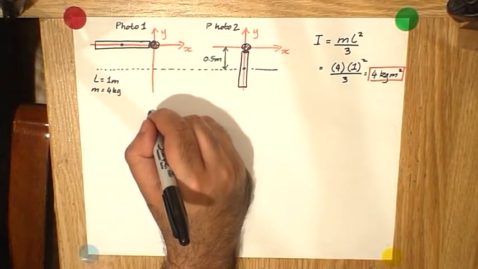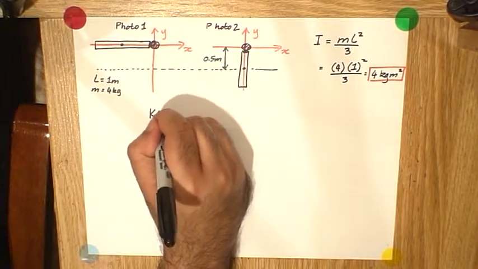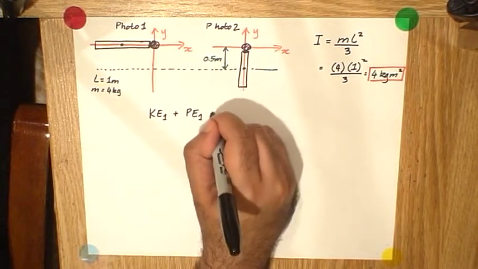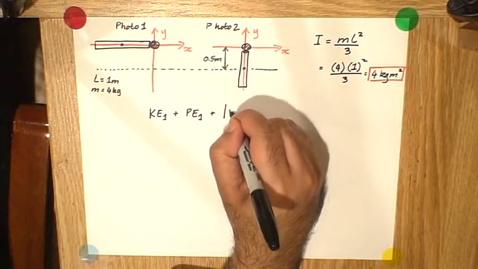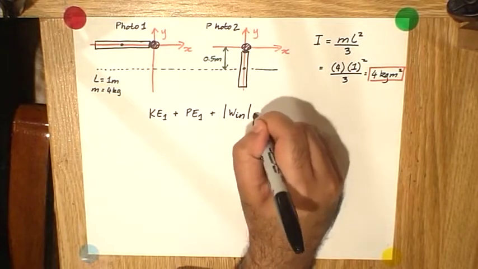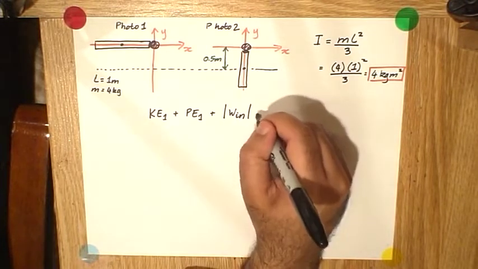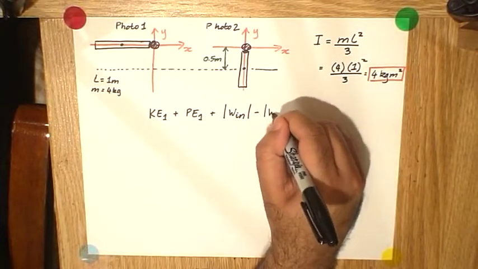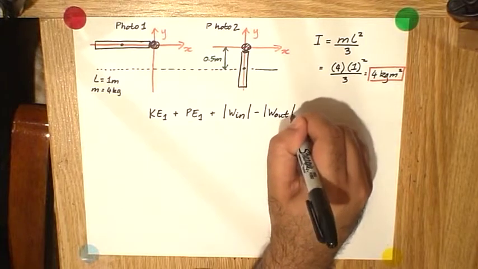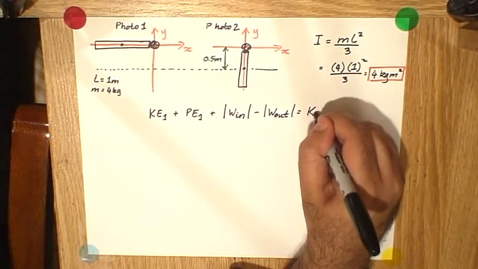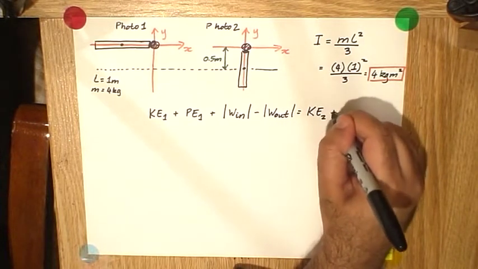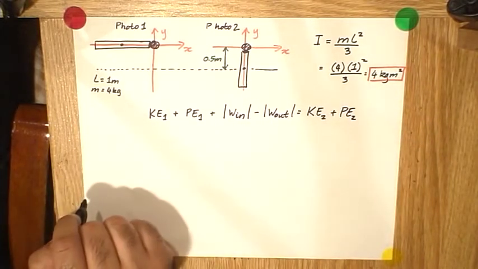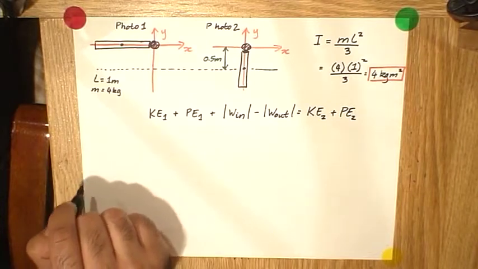Conservation of energy says that the kinetic energy in photo 1 plus the potential energy in photo 1 plus the amount of work that came in due to any forces acting on this, like jetpacks and things like that, minus the work that went out due to friction, is equal to KE2, kinetic energy at photo 2, plus potential energy at photo 2. Now, let's start erasing the terms that we don't need.